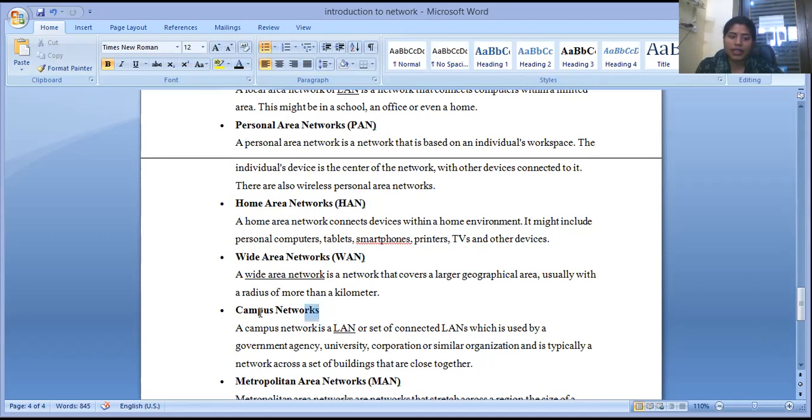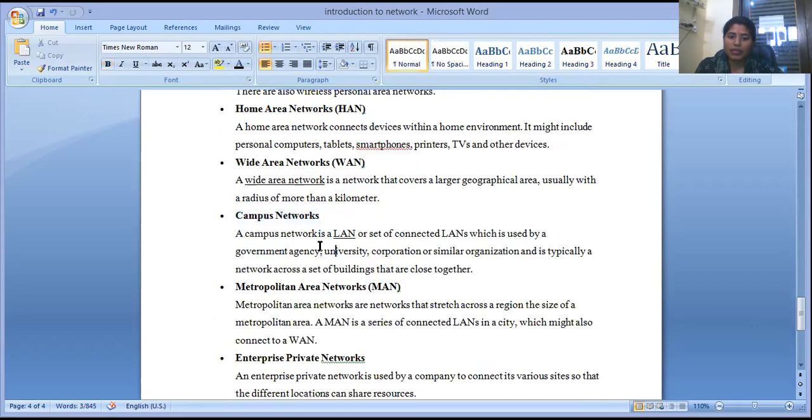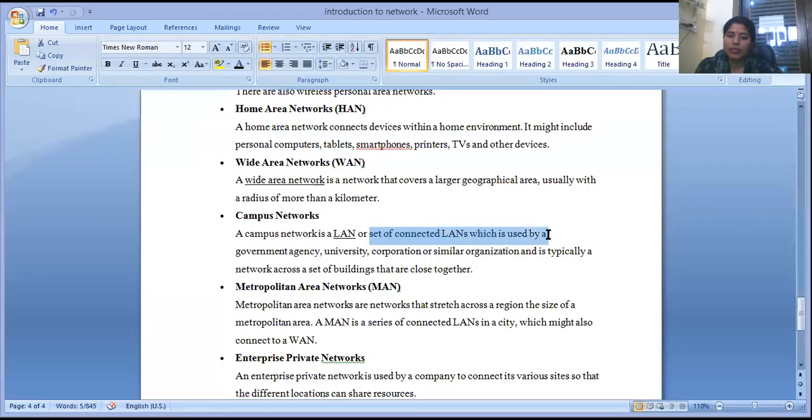Here is the campus network. So what is a campus network? A campus network is just like a LAN, or you can call it a set of connected LANs, used by government agencies, universities, corporations, and similar organizations, typically in buildings that are close together. Metropolitan area networks are networks that stretch across a region the size of a metropolitan area, and it connects LANs in a city.